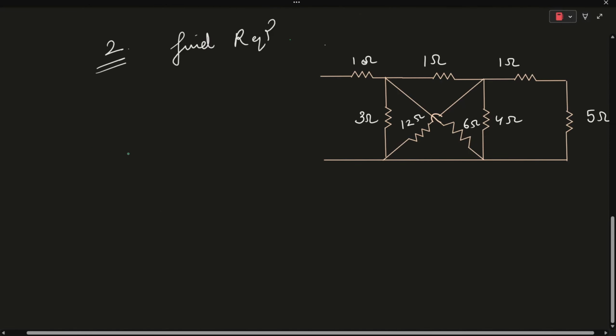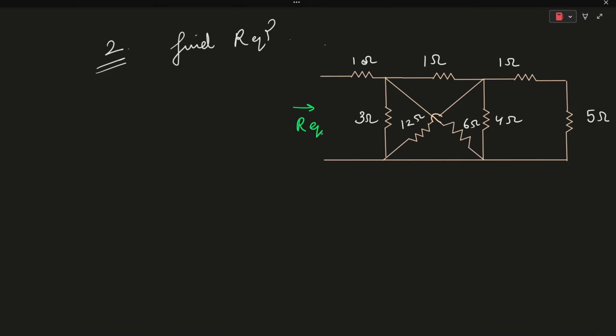Okay, so now let's solve the second problem, okay? So we need to find the R equivalent over here, okay? So let's say this is your node A, this is B, C, D, E, okay, and F.